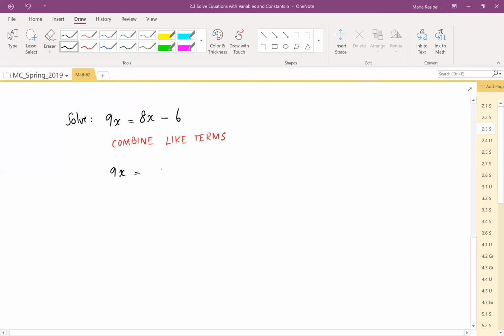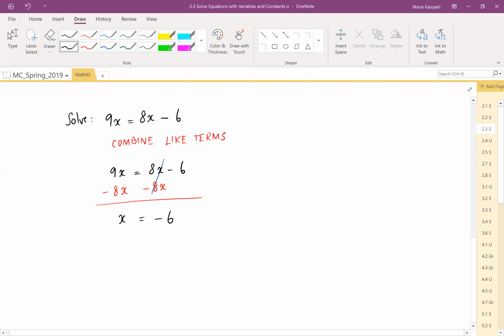So let me write the equation one more time. I want to bring all the x's to one side, so I want to subtract 8x on both sides. That will help us bring all the x's to one side. 9x minus 8x is 1x. We simply write it as x equals -6. Actually, we got the answer instantly.